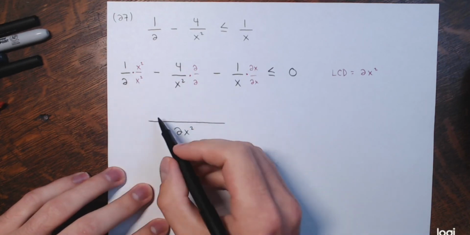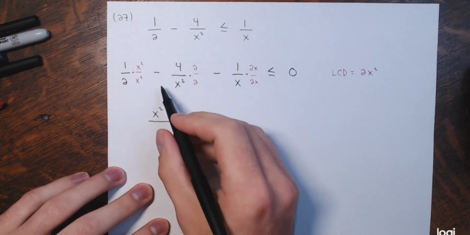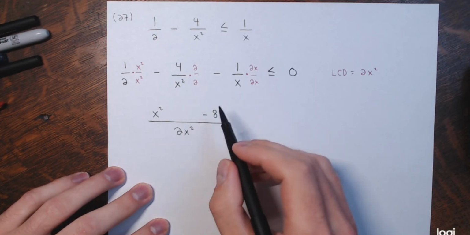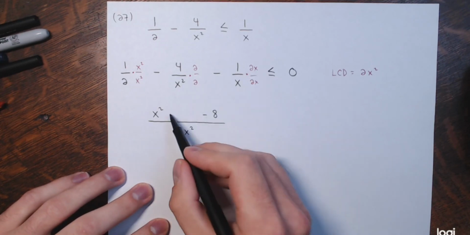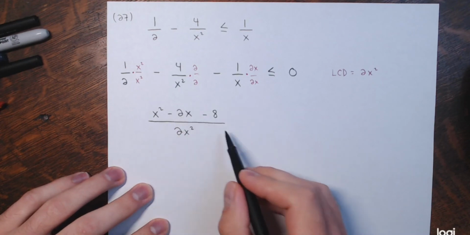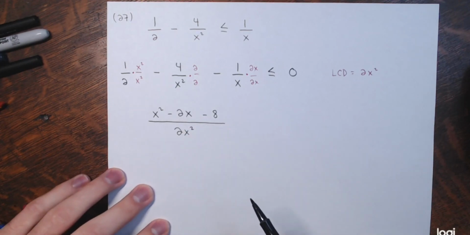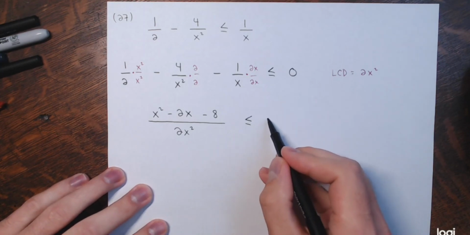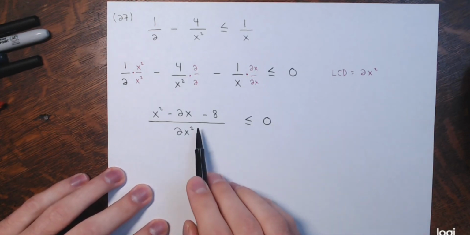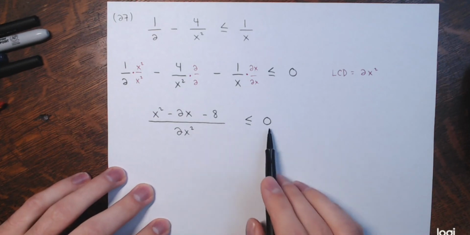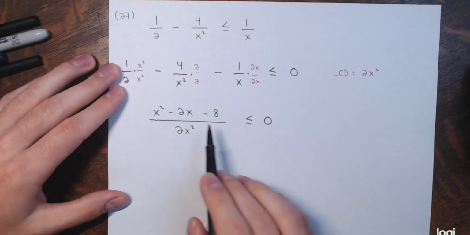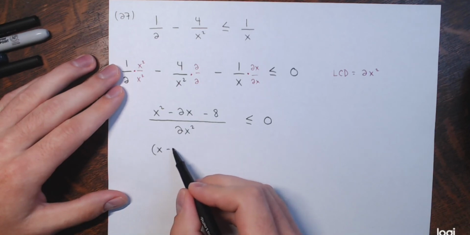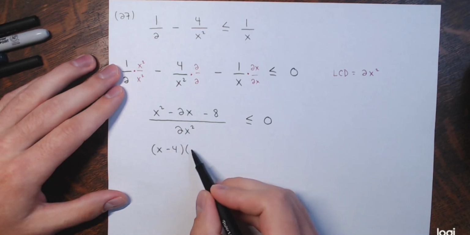1 times x squared is x squared. -4 times 2 is -8. That'll be at the end here. Let's put it there. And then -1 times 2x is minus 2x. Right, so there's the numerator, x squared minus 2x minus 8. Denominator 2x squared. And now we have what we want. I have a single fraction on the left, 0 on the right. Let's do some factoring over here. The numerator factors to x minus 4 times x plus 2.